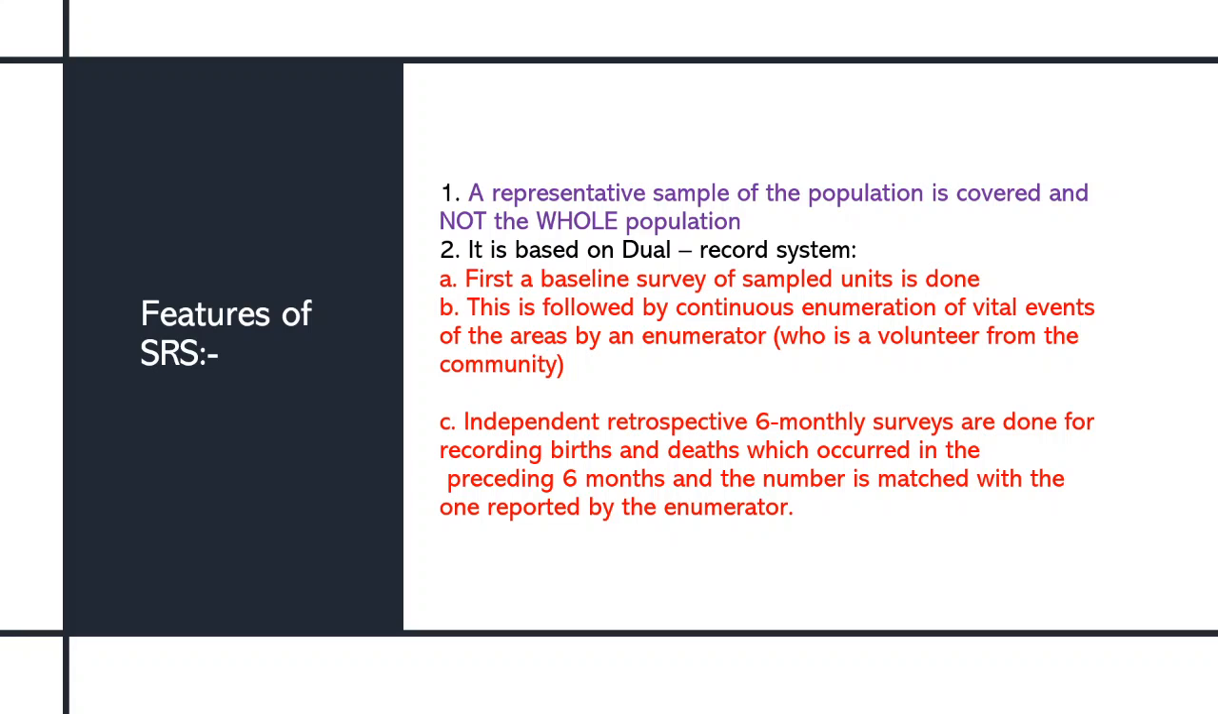It is based on a dual record system. So it includes, first, a baseline survey of sampled units, where the sample is considered as a unit. Second, it is followed by continuous enumeration of vital events of the areas by an enumerator. An enumerator is a person who is a volunteer from the community. And third is an independent retrospective six-monthly survey, done for recording births and deaths which occurred in the preceding six months, and the number is then matched with the one reported by the enumerator.